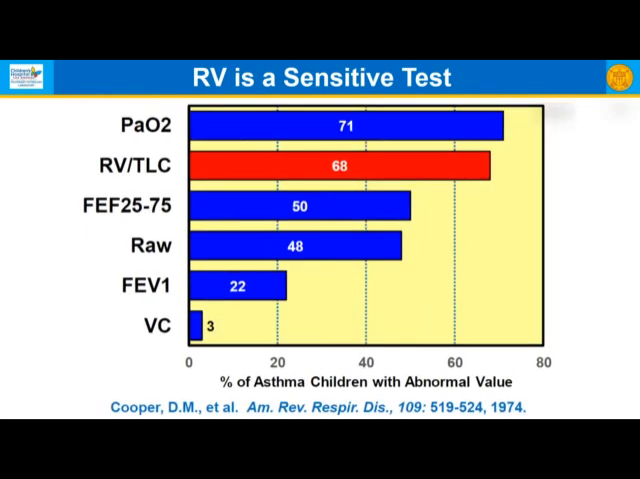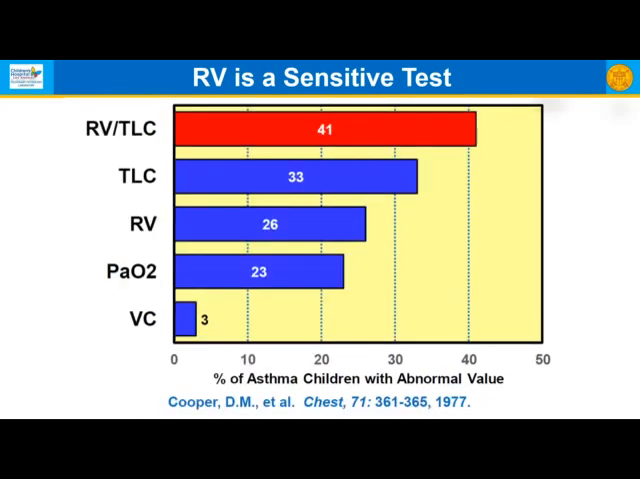This is asthmatics, not during an exacerbation. Again, hyperinflation was most sensitive. A different study by Cooper, same thing, hyperinflation, more sensitive than standard. And these were children with normal spirometry, I should say.